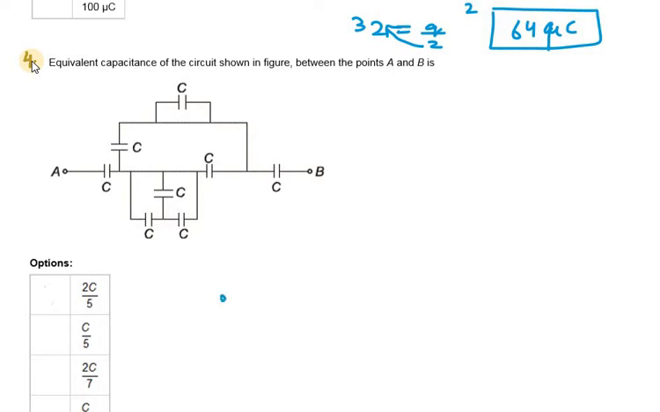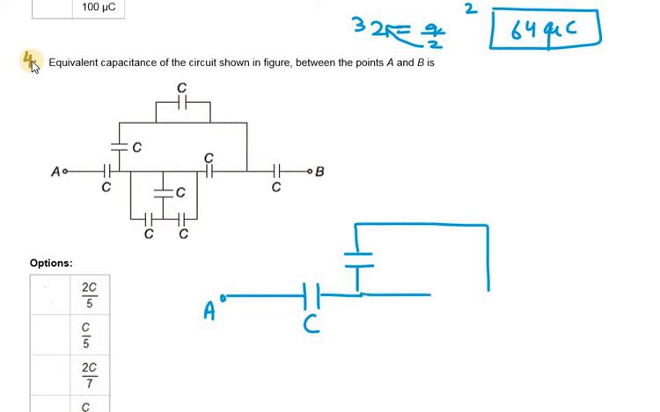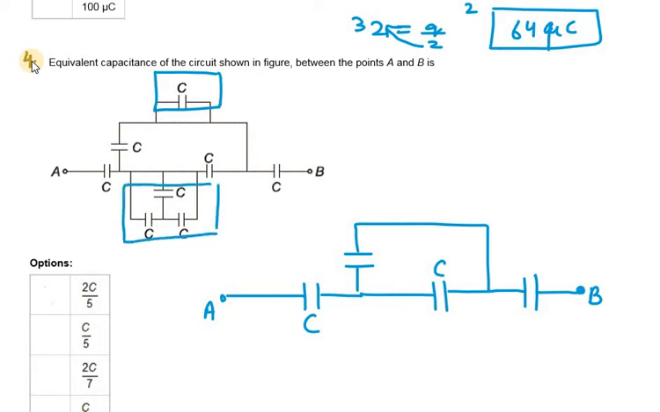So starting from A, we will make C here. Then after it we have again C. Now again in the middle we have C here, capacitance, then again C, that ends at B. So we are removing the short circuited capacitor. So this one we removed, and these are the short circuited capacitors. So we need to remove them.